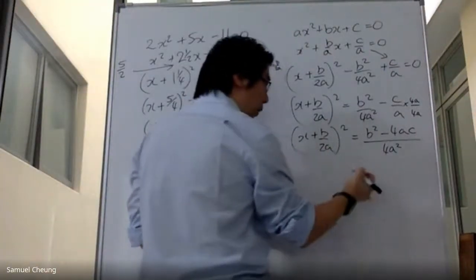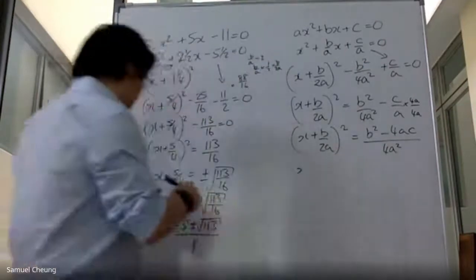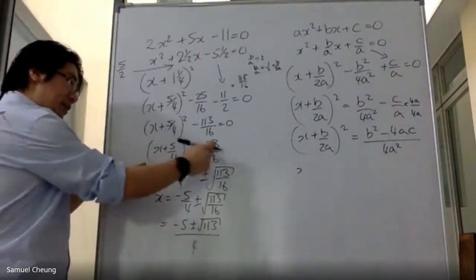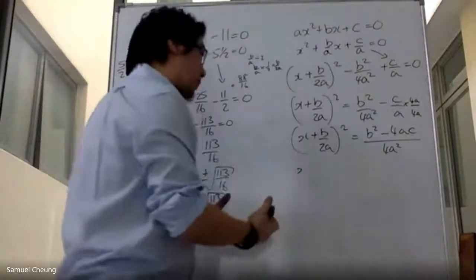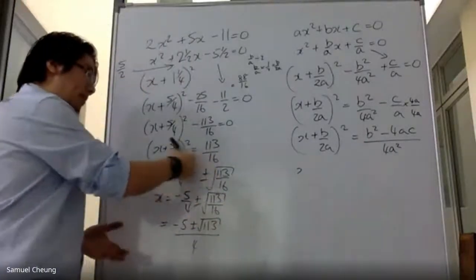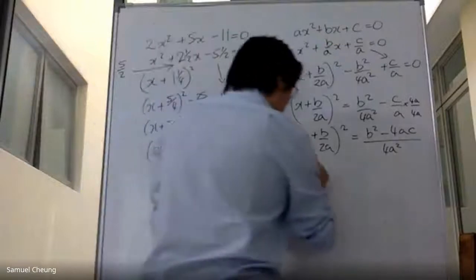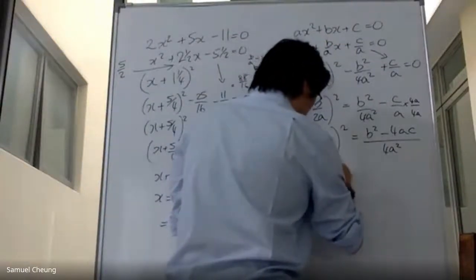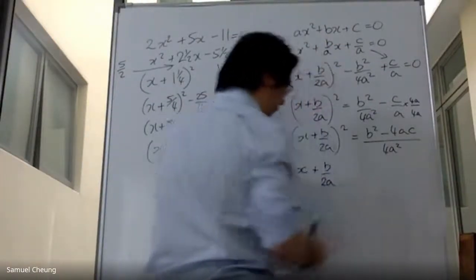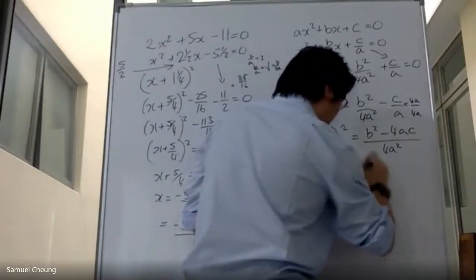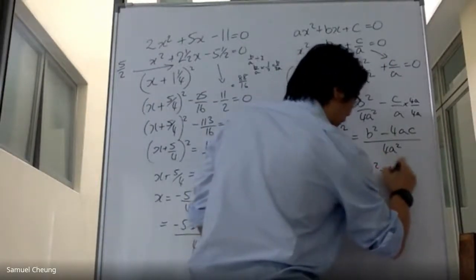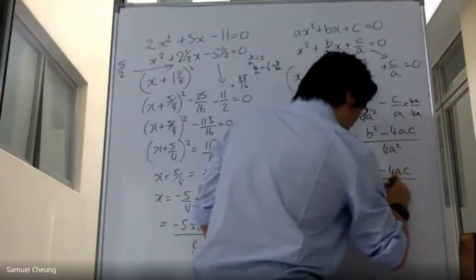Right, so let's continue. Now, what I did here, I've got this statement, and I square rooted both sides. And don't forget that when we square root, we need to remember the plus or minus. So I get x plus b over 2a is equal to plus or minus the square root of b squared minus 4ac over 4a squared.